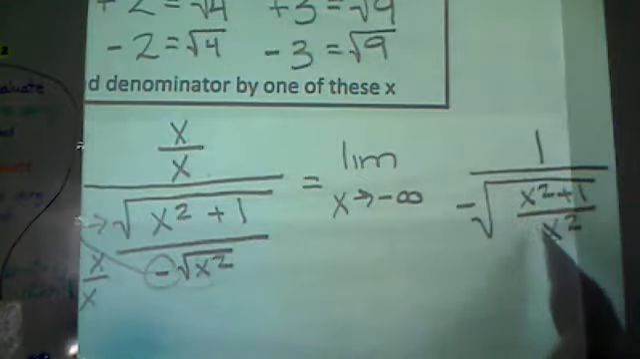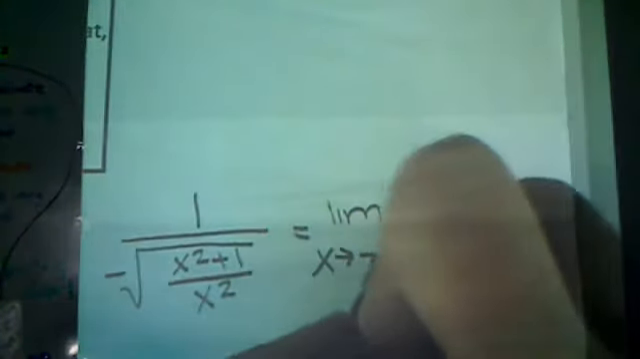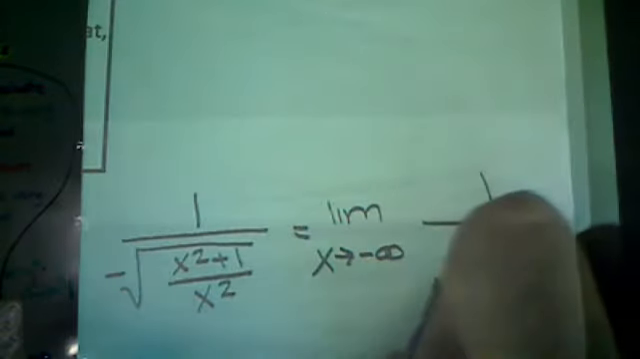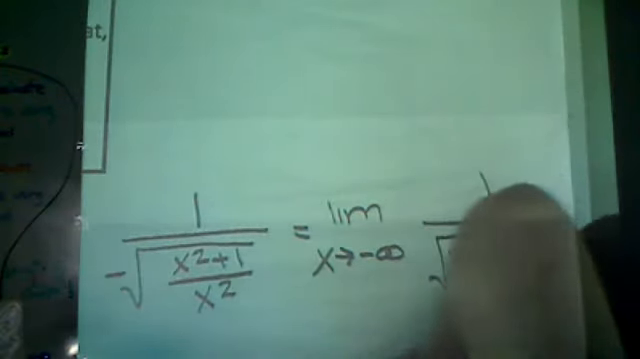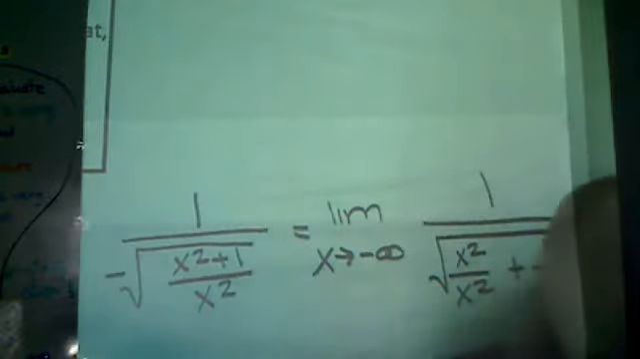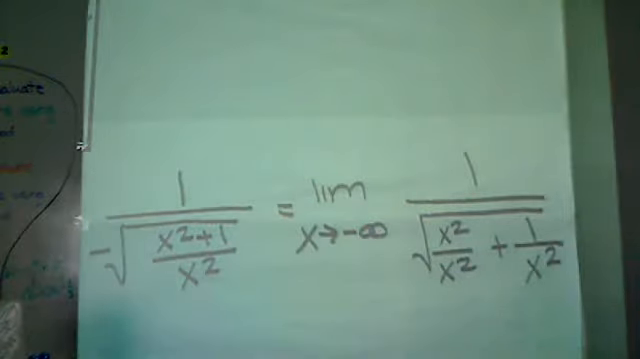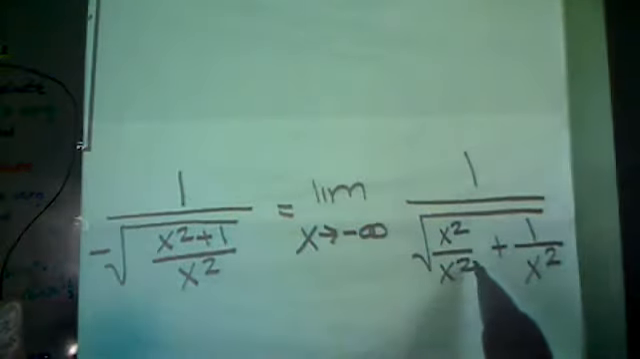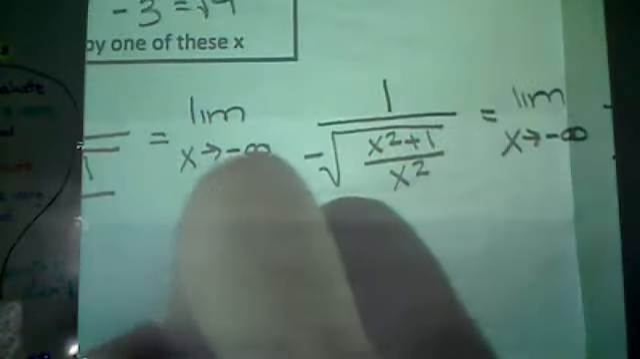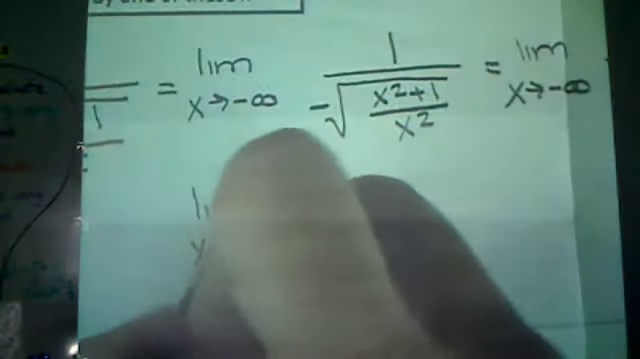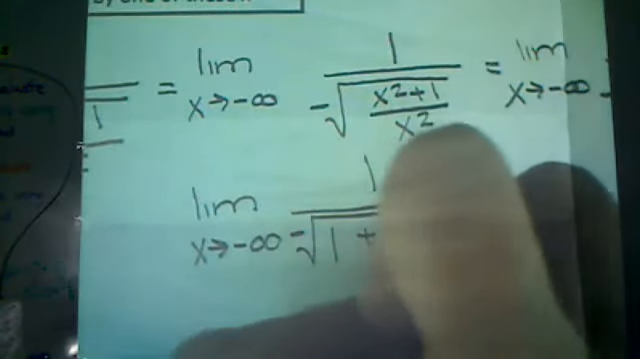Now I can simplify the inside of the square root. Going to have the limit as x approaches negative infinity of 1 over the square root of x squared over x squared plus 1 over x squared. This will reduce to 1. So I'll have the limit as x approaches negative infinity of 1 over the negative square root of 1 plus 1 over x squared.